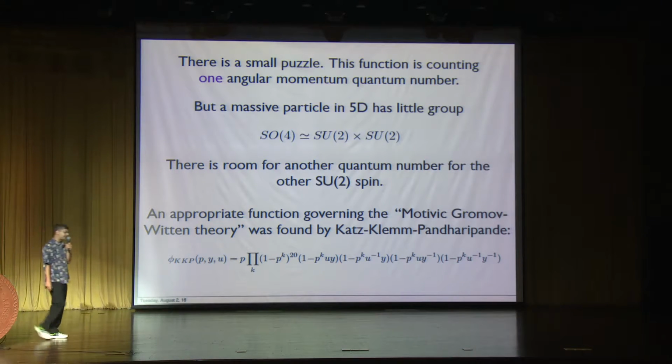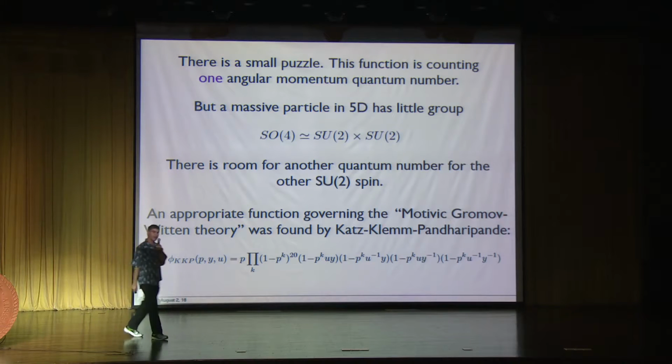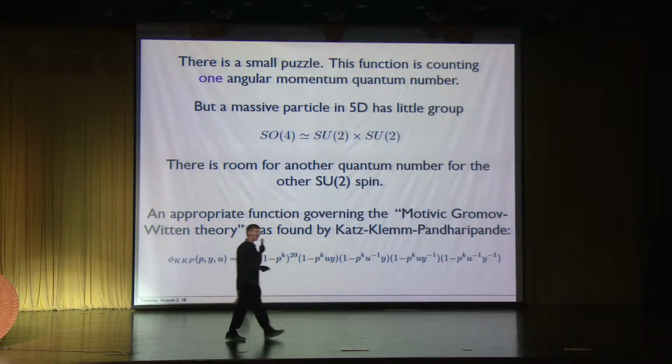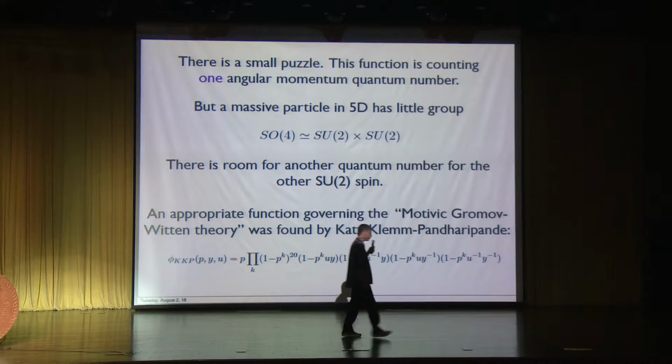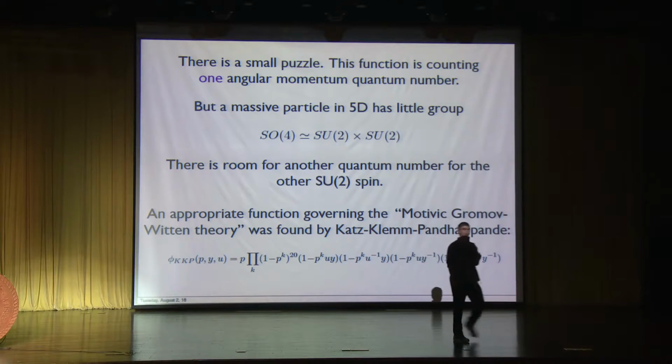So here's a small puzzle. This function is counting one angular momentum quantum number, as was phi 10. But if you just think about the physics of a massive particle in 5 dimensions, the little group for such a particle is SO(4), which has 2 SU(2) factors. And so a priori, there's room for another quantum number for the other SU(2) spin.